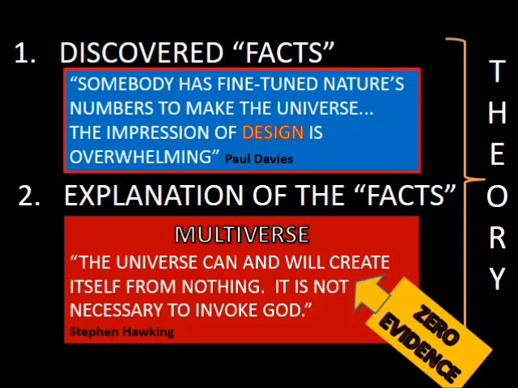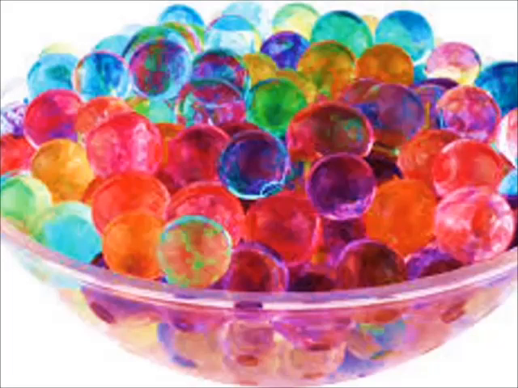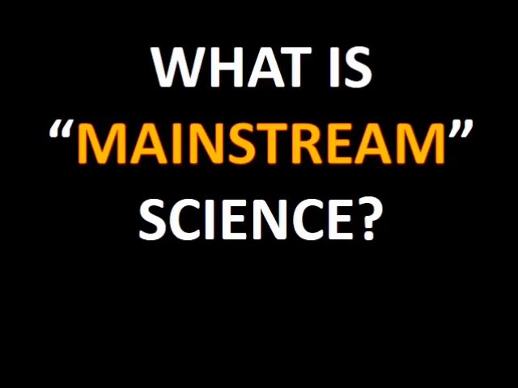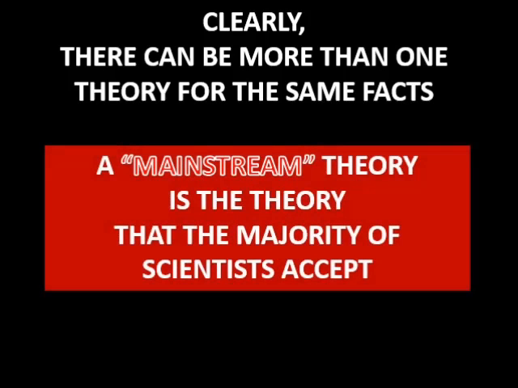Well, these theories are like marbles in a bowl. They're all different colors, but you're only allowed to pick the red ones. That is mainstream science. Clearly, there can be more than one theory for the same facts, but mainstream theory is the theory that the majority of scientists buy into.